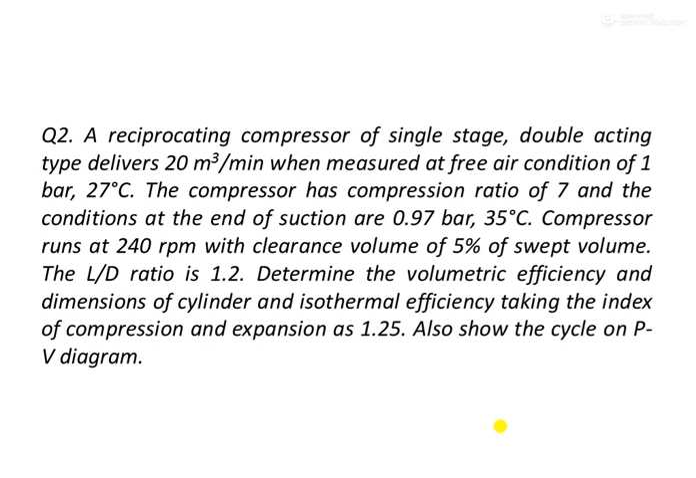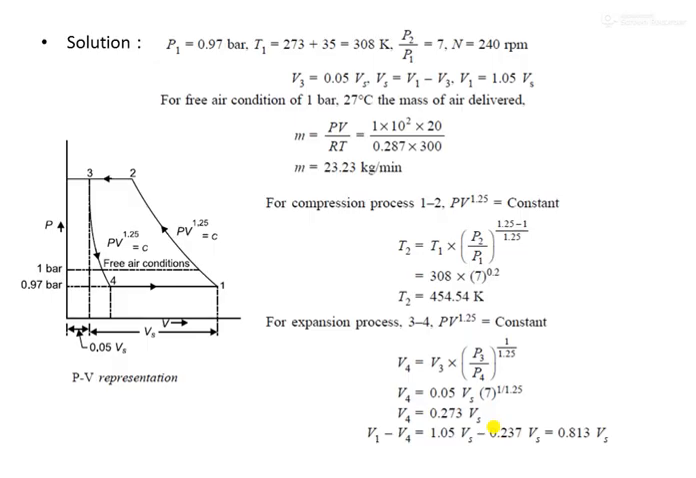The L by D ratio is 1.2. So L by D is the length by diameter ratio of the cylinder, 1.2. Determine the volumetric efficiency and dimensions of the cylinder and the isothermal efficiency, taking the index of compression and expansion as 1.25, and also show the cycle on the PV diagram. So let us first plot the PV diagram and then discuss the numerical.